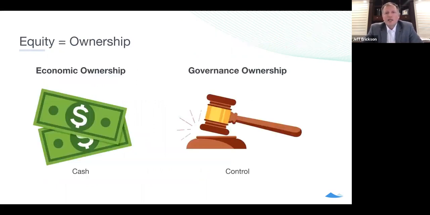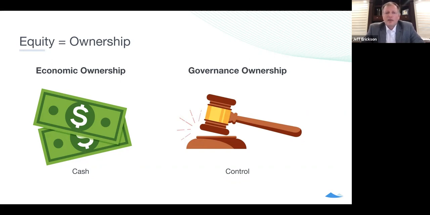Okay, so when we're talking about equity in your company, we're really talking about ownership. And there's two types of ownership. There's first economic ownership, and there's also governance ownership or control. So your economic ownership is where, if I invested $1 million in your company at a valuation of $10 million, let's say I have a 10% economic ownership. If the company later gets sold, I will get 10% of what comes in.